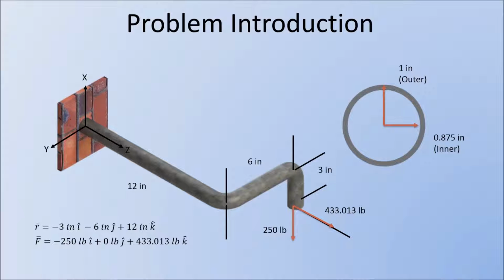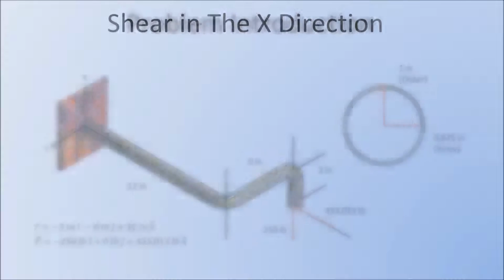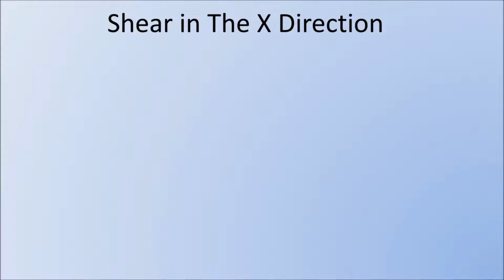The R vector is minus 3i minus 6j and plus 12k. The F vector is minus 250i, 0j, and 433k. We're going to start by taking a look at shear in the X direction.